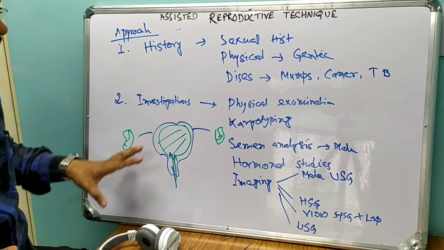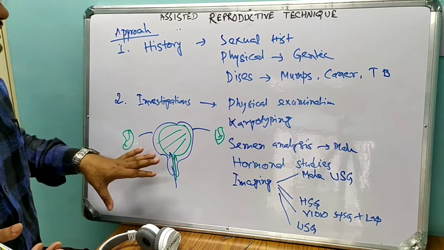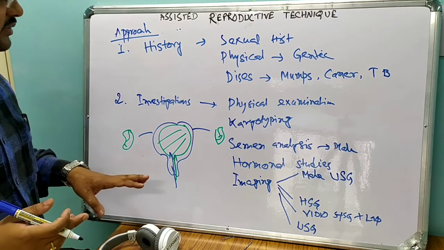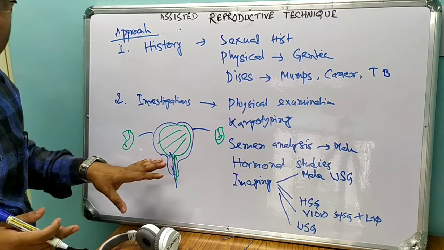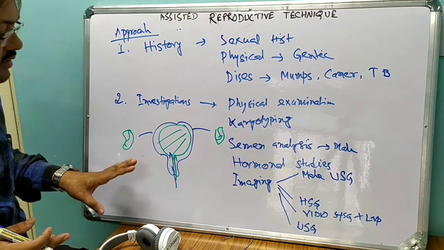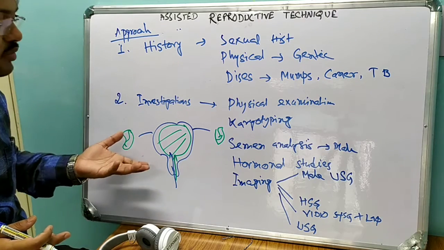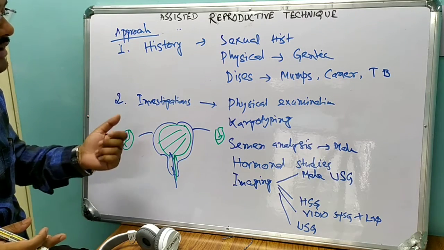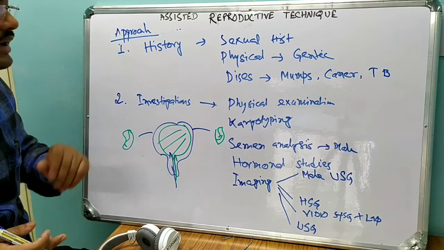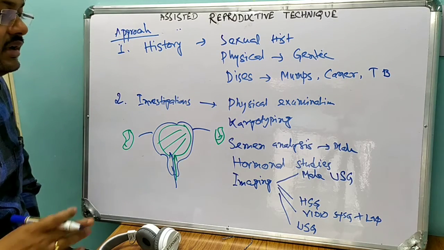Secondly, about the anatomical structure of the uterus, you can also get an idea from the USG: whether the fallopian tubes are normal, whether the uterine body is normal, whether the cervix is normal, whether there is any kind of space occupying lesion in the uterine cavity, whether the ovaries are normal. You can also have an idea from the USG.